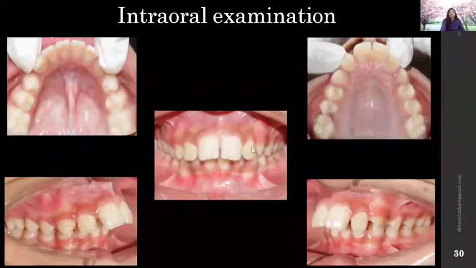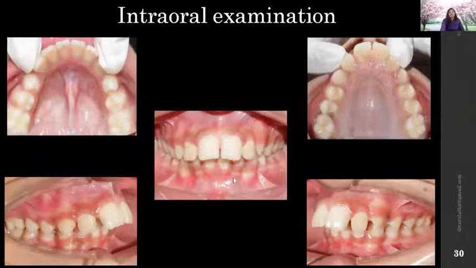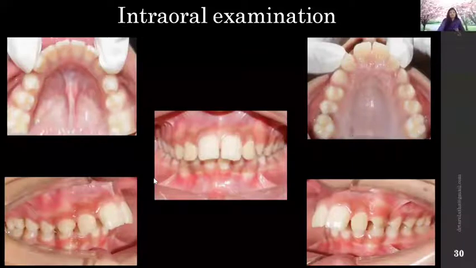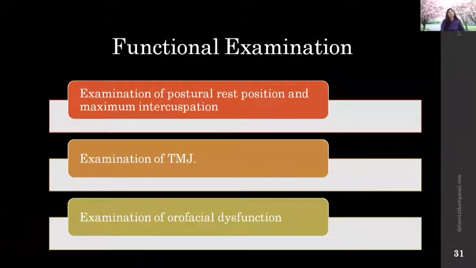And when you check vertical overlapping of the incisors, it shows a very, very deep bite. So this is how the intraoral examination needs to be performed. All these points are to be taken care of when you do the intraoral examination. Then you are supposed to do the most important part of the pin block or any myofunctional appliance, which is the functional examination. In functional examination, you give more importance to postural disposition, maximum intercuspation and the freeway space. Apart from that, you also take into consideration examination of the TMJ and examination of the orofacial dysfunctions.